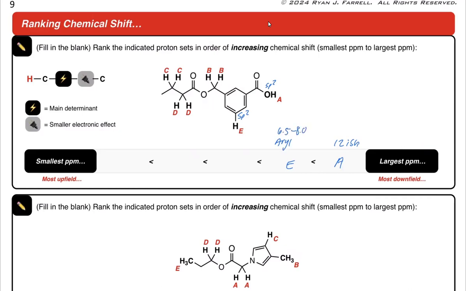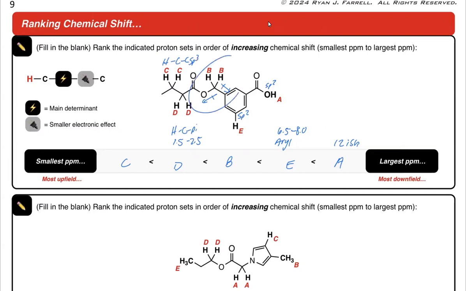From there, looking at the remainder, I'm seeing that B is experiencing de-shielding from the oxygen and from the benzene ring. B will be next most downfield. And then D is a proton on a carbon adjacent to a pi system. That should shift 1.5 to 2.5, sometimes upwards of 3. And that will be more downfield than proton type C, which is just a proton on a carbon connected to another sp3 carbon.